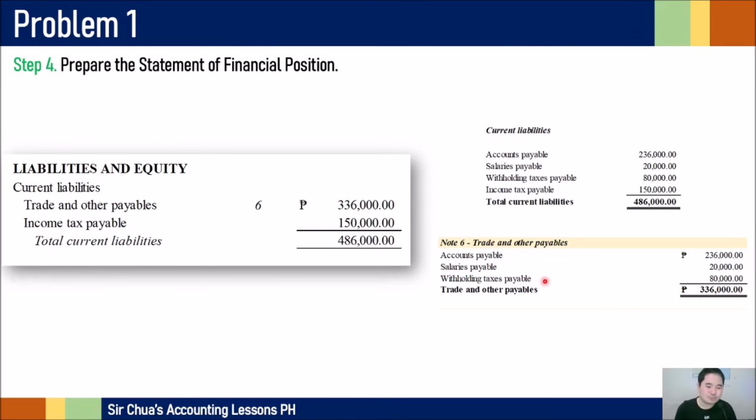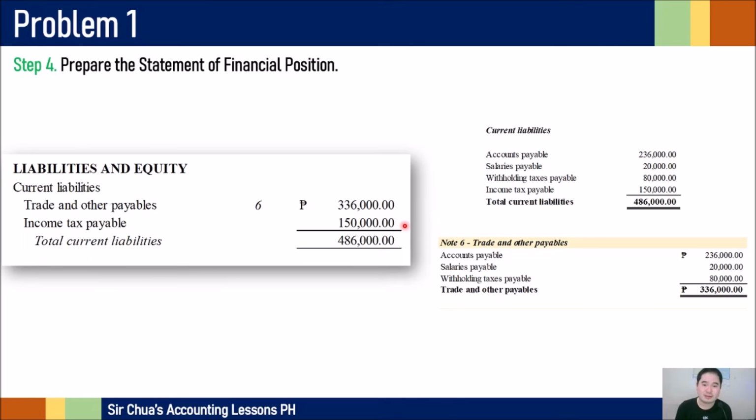But hindi mo po, sir, nilabas yung withholding taxes payable kung gusto mong maging clear yung iyong tax information on the FS. Withholding taxes payable po kasi ay tungkol sa mga pasahod natin at magkano yung kinaltas nating tax sa mga pasahod natin sa empleyado. Hindi po siya related dun sa tax na binabayaran natin due to our operations na income tax. Kaya, sinama ko yung withholding tax payable inside trade and other payables.